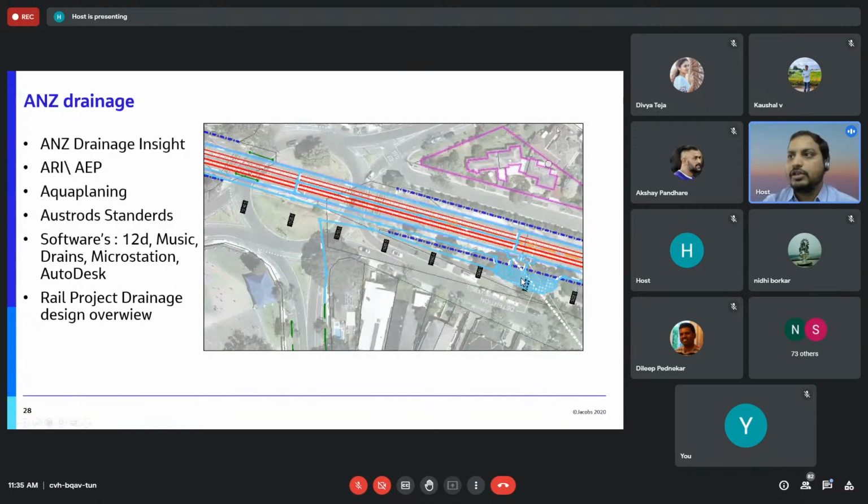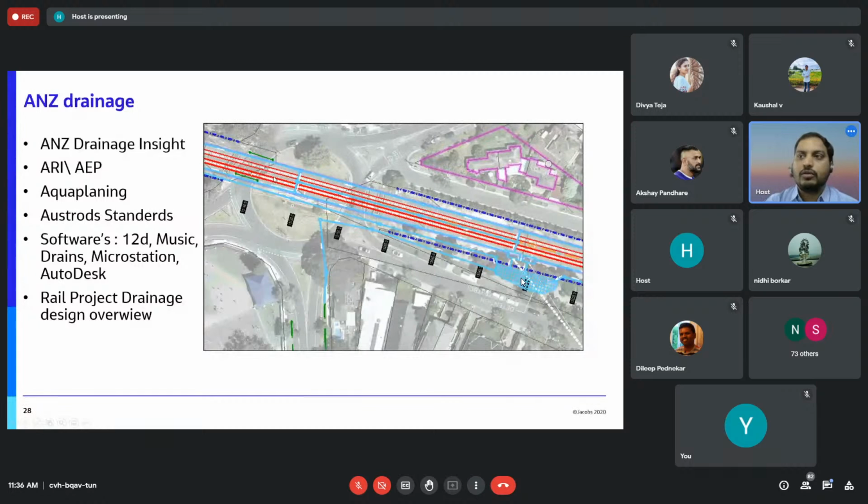So I have one picture of a rail project which I did in the Melbourne region. Here you can see that there is a roundabout, and there is a level crossing of a rail. Now for the future development, they are going to change this particular level crossing.